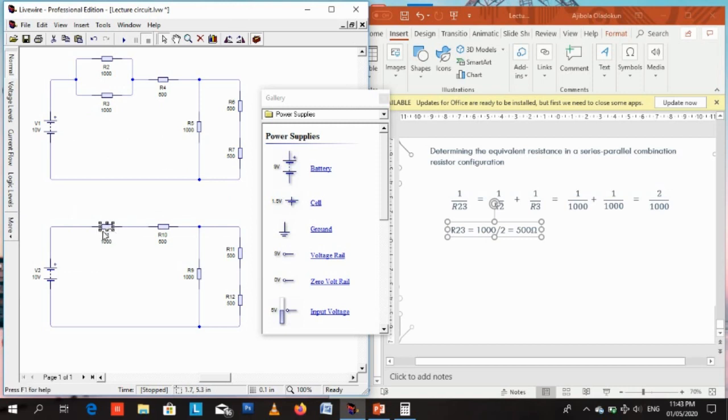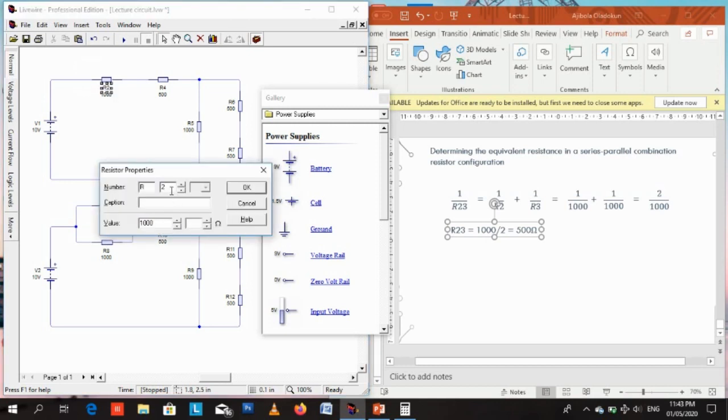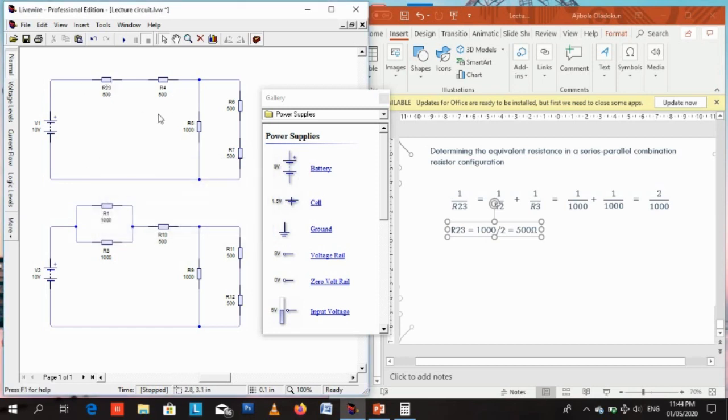It used to be 2 resistors in parallel, but we've resolved it. We found the total resistance of the 2 resistors in parallel. The total resistance of these 2 resistors in parallel is now 500 ohms, which is just one single resistor. So let's call it R23. Let's change that value to 500. So R23 is now 500 ohms. These 2 resistors in parallel, R2 and R3, have been replaced by one single resistor called R23, 500 ohms.